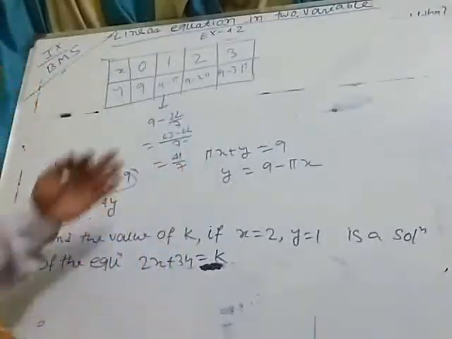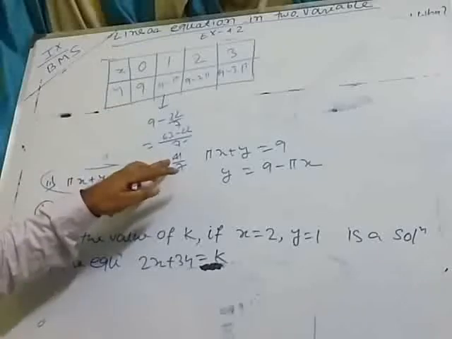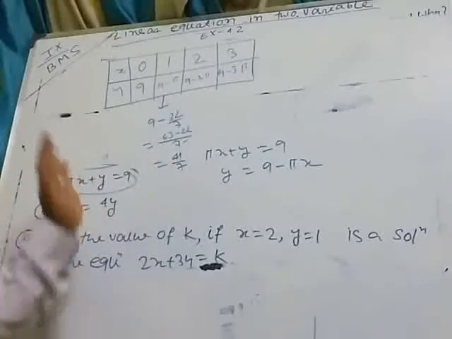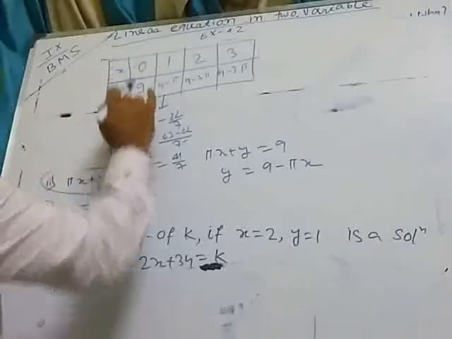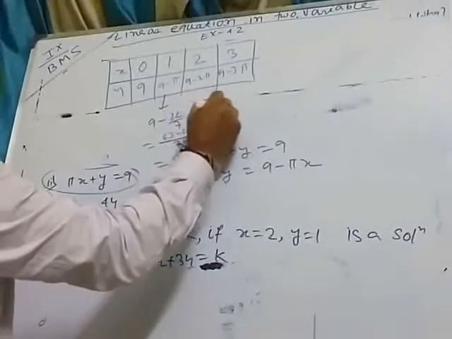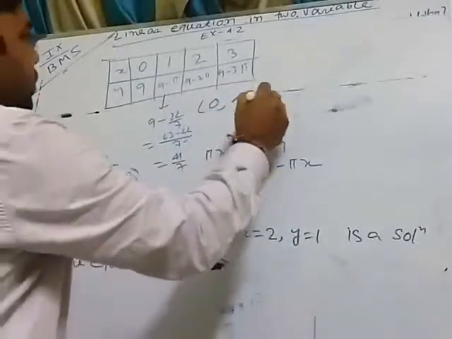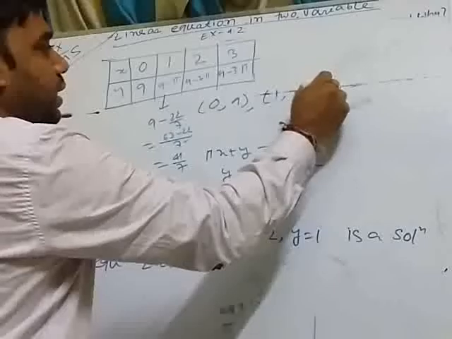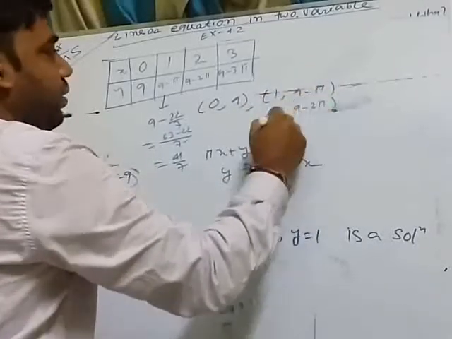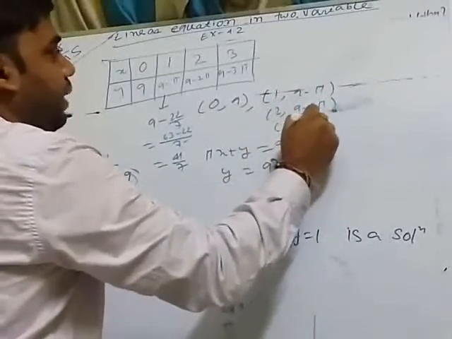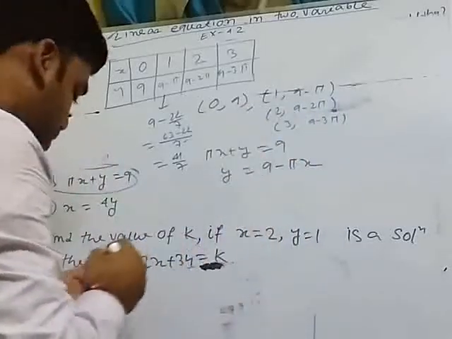You can also express that value in fractions by putting the value of pi as 22 by 7. In this way we get four solutions of this equation. First solution (0, 9), second solution (1, 9 minus pi), third solution (2, 9 minus 2 pi) and (3, 9 minus 3 pi). These are the four solutions.